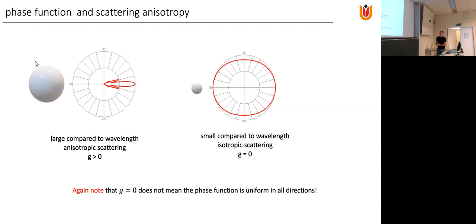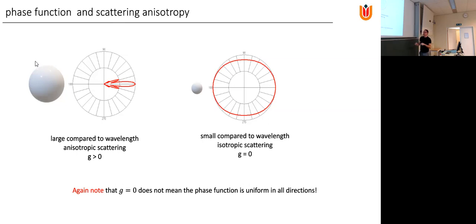So in summary, the effect is like this. If you have a particle that is large compared to the wavelength, then most of the light is scattered along the incident direction. This is called anisotropic scattering. It gives you an anisotropy, which is what G is called, with a value larger than zero. And if the particle is small compared to the wavelength, you have isotropic scattering, and this factor G will be close to zero.